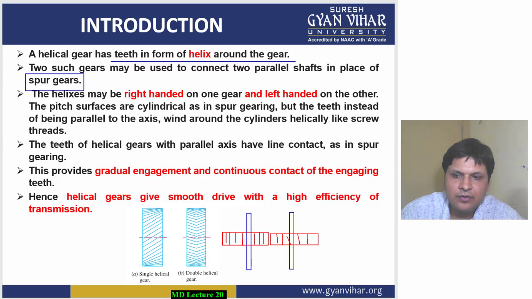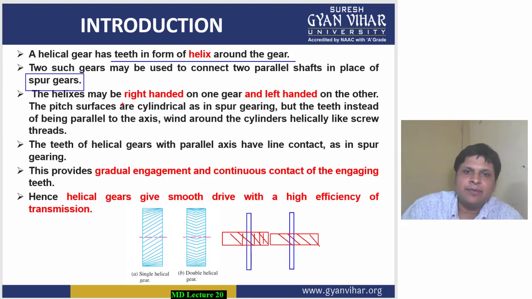While in the case of helical gears, what happens? These teeth are all inclined to the axis of the shaft, of both the gears. The teeth of both the gears are inclined to the axis of the shaft. Now this inclination, the helix, can be right-handed on one gear and left-handed on the other gear.